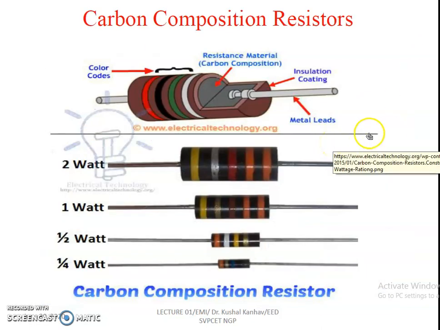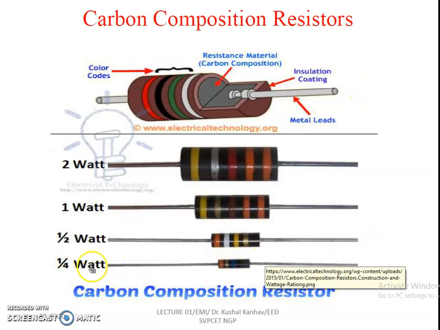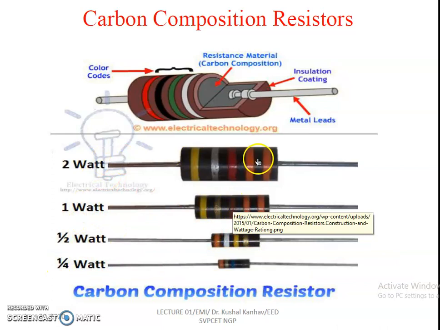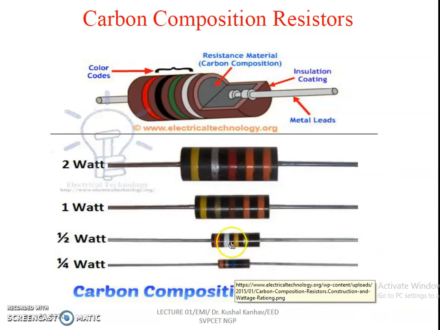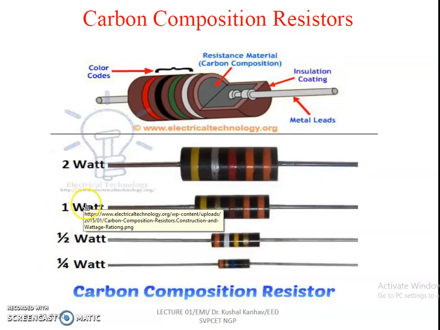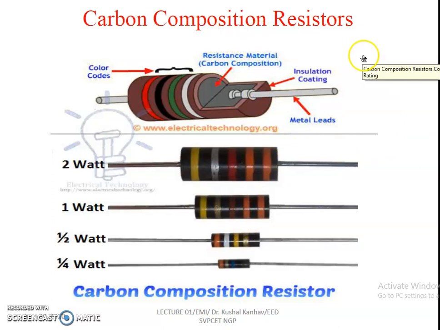Now we will go in detail how the carbon composition resistor looks like. You can find here this is quarter watt resistor, this is half watt resistor, 1 watt resistor and 2 watt resistor. If you observe these resistors, then you can find that as the power rating is doubled, the size of the resistor also gets doubled. So this indicates that as the power rating of the element or equipment increases, the size of the element or equipment also increases.